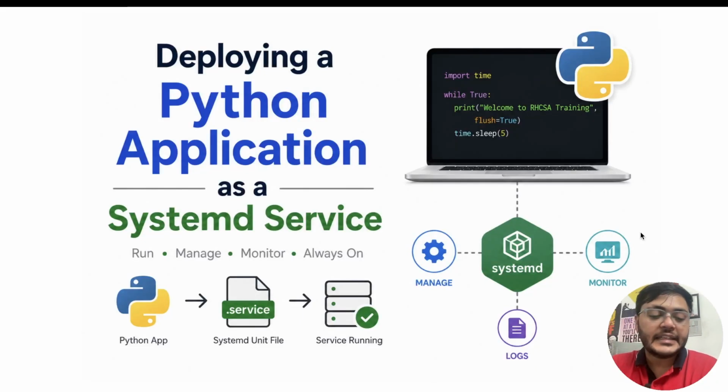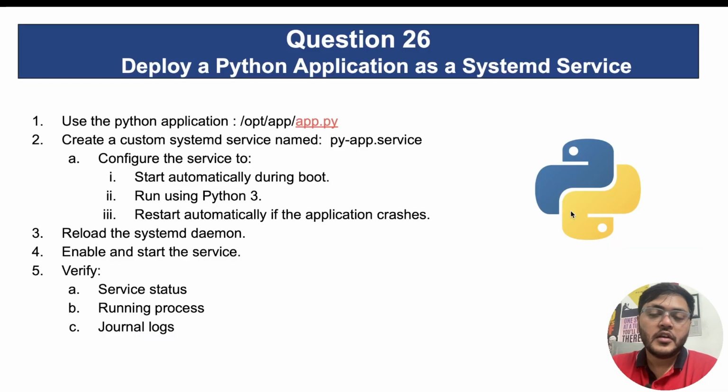So today, let's continue our RHCSA journey of 60 power packed practical questions to achieve your RHCSA exam. For today, question number 26 is based on deploying a Python application as a systemd service. I've created this sample question in which we are going to create our own custom systemd service, and we are going to start our Python application on boot. Whenever you boot your system, your Python application will automatically start. You do not have to start it manually every time.